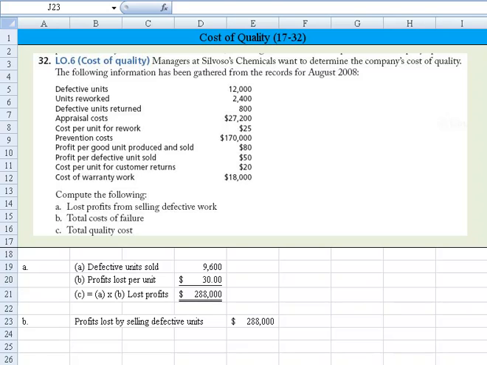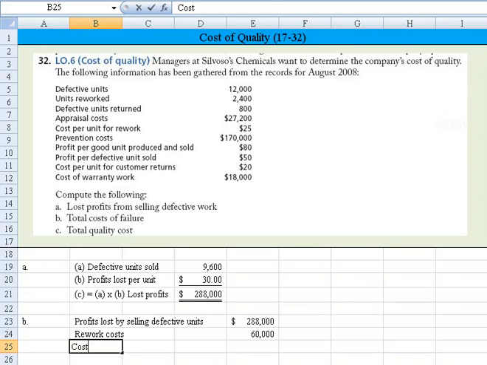Okay, now I've adjusted the screen a little bit just to get us a little bit more real estate down below, and I've reformatted the answer and started the beginning of part B, where we're going to determine the cost of failures. So first we start off with the profits lost for selling defective units. That's $288,000. And then we need to add in the rework costs. Rework costs are going to be equal to the 2,400 units that we reworked at a cost of $25 per unit. Okay? So I've got another $60,000 in rework costs.